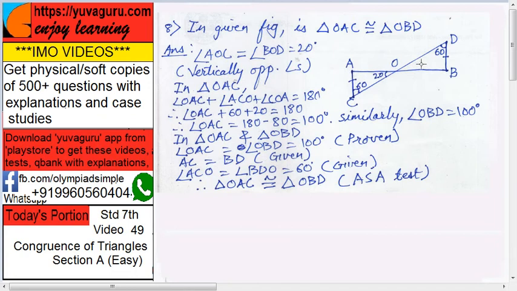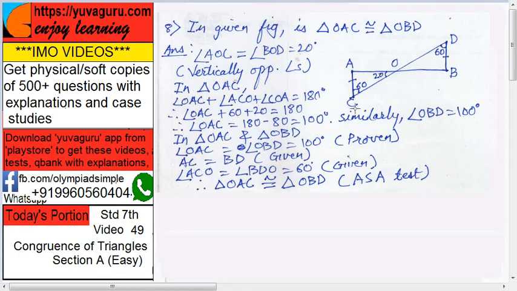Similarly, consider triangle BOD, and you can find that this angle OBD equals 100. Same logic, I am not getting into it again. So in triangle OAC and OBD, OAC equals OBD equals 100, right? Then AC equals BD.